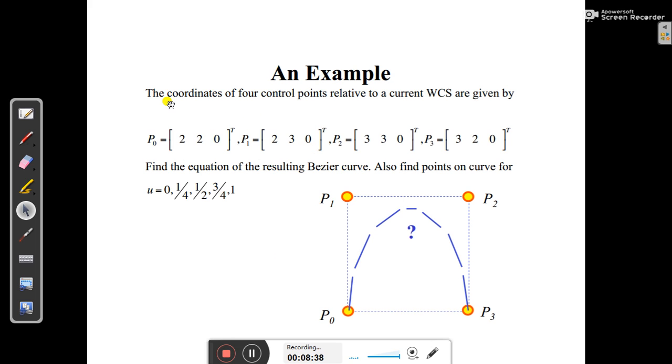Another example: the coordinates of 4 control points relative to the current WCS are given by P0 to 20, P1 to 230. That is the point value, the XYZ value. P2 is this one, P3 is this one. Find the equation of the resulting Bezier curve. Also find points on the curve for mu equal to this. This is the value of u. So these are the control points P0, P1, P2, P3.